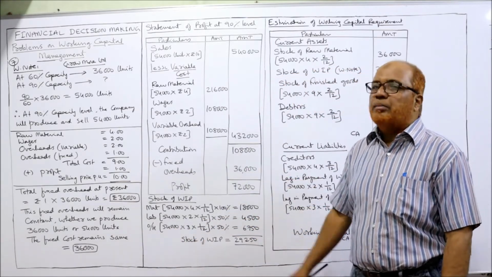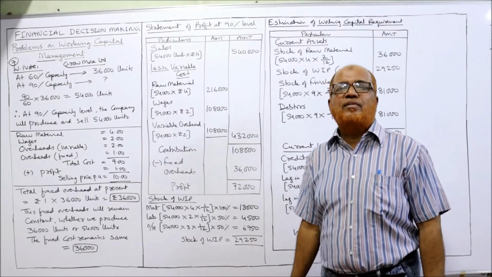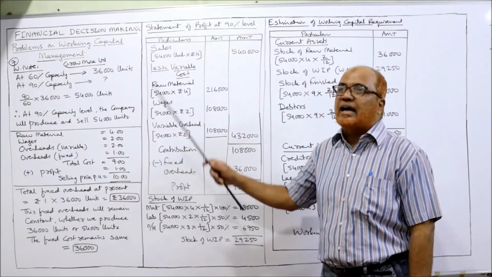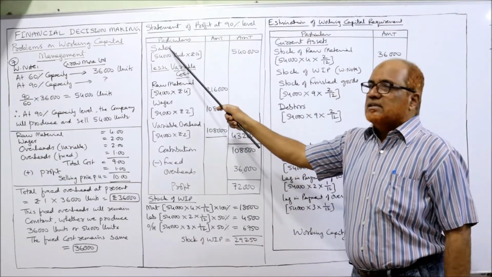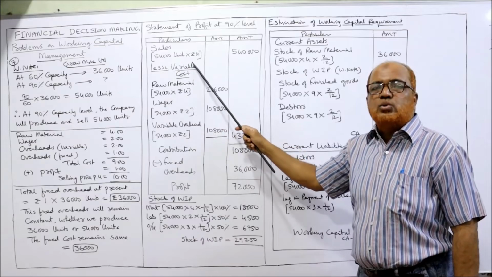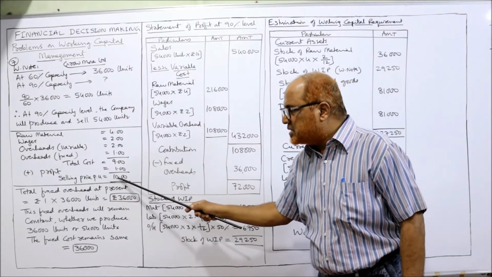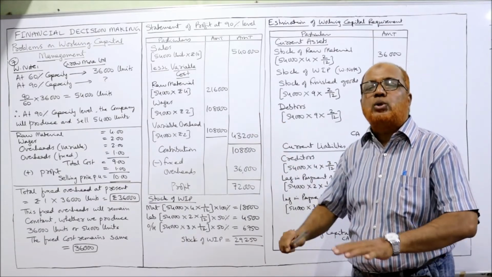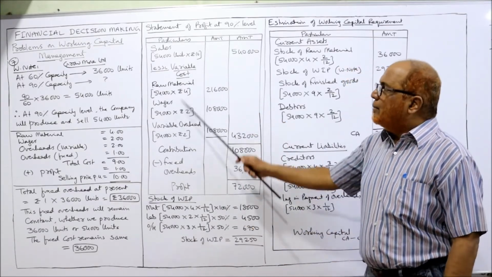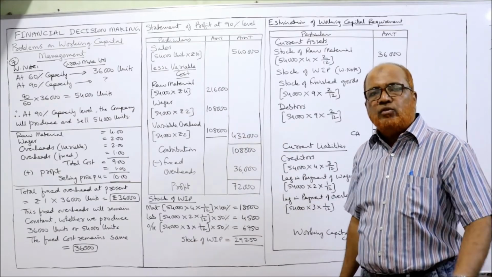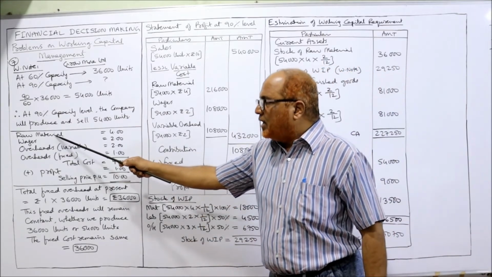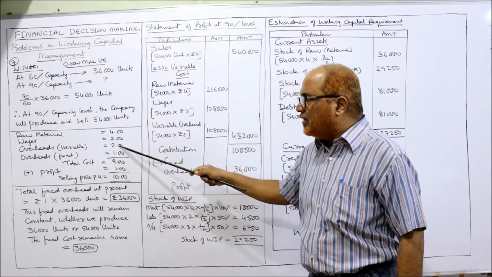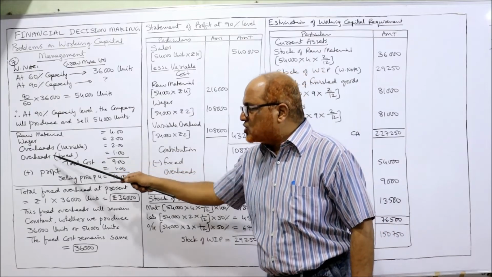Now we'll make the statement of profit. How much profit are we going to get by making 54,000 units at 90% level? Sales: 54,000 units into selling price per unit of 10 rupees, 5,40,000 is the total sales revenue. Minus variable cost. We have two types of cost. Raw material, wages and variable overhead, these three are variable. And the last one, fixed overheads.